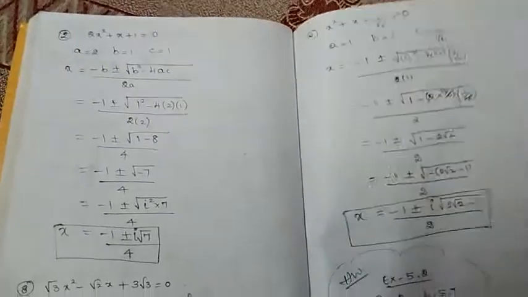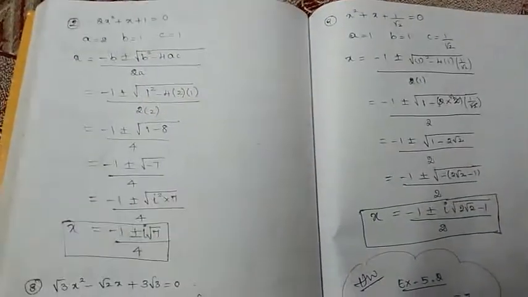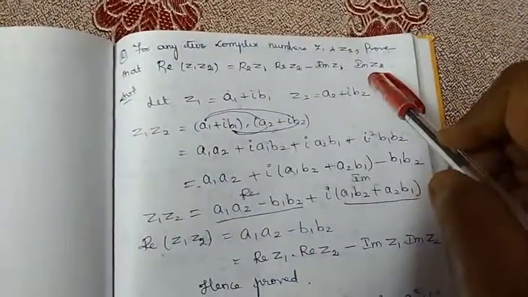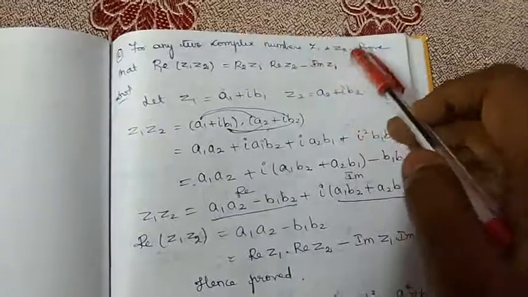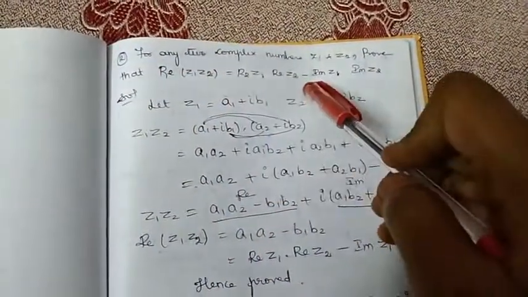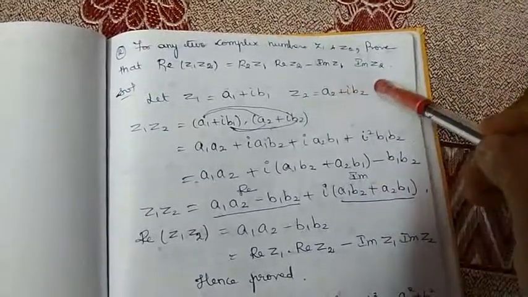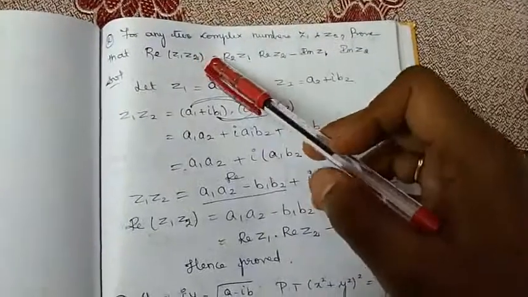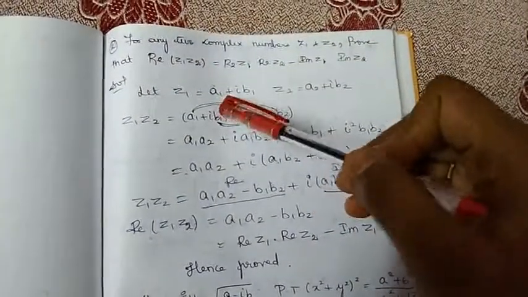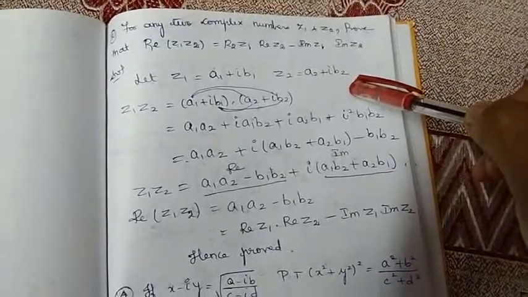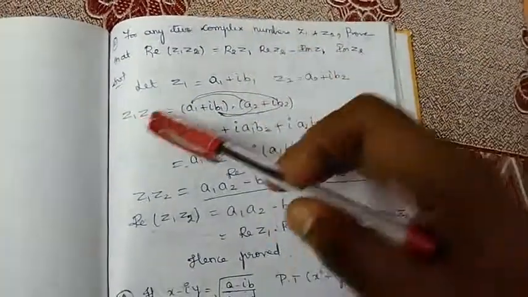Hope you recalled all the concepts we have learnt in this chapter. Then we have solved questions like this in our miscellaneous exercise. For any two complex numbers, prove that the real part of z1 z2 is equal to the real part of z1 into the real part of z2 minus the imaginary part of z1 into the imaginary part of z2. So you have to assume the values of z1 and z2, like z1 is a1 plus i b1, z2 is a2 plus i b2.